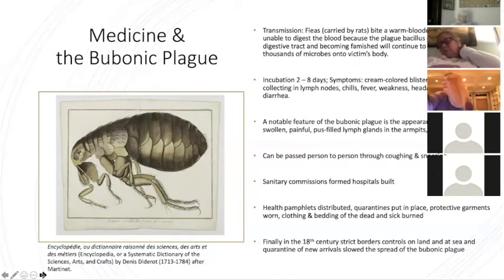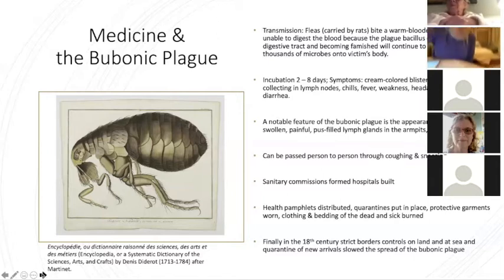In the Middle Ages, probably only 10%, probably the nobles and the priests, were literate. So a small part of the population. Health pamphlets were distributed, and they were probably read. But there were quarantines put in place, and clothing and bedding of the sick and dead were burned. And then finally, in the 18th century, there were very strict border controls put in place at the sea and land. So new arrivals would be quarantined before they could depart the ship and what have you.